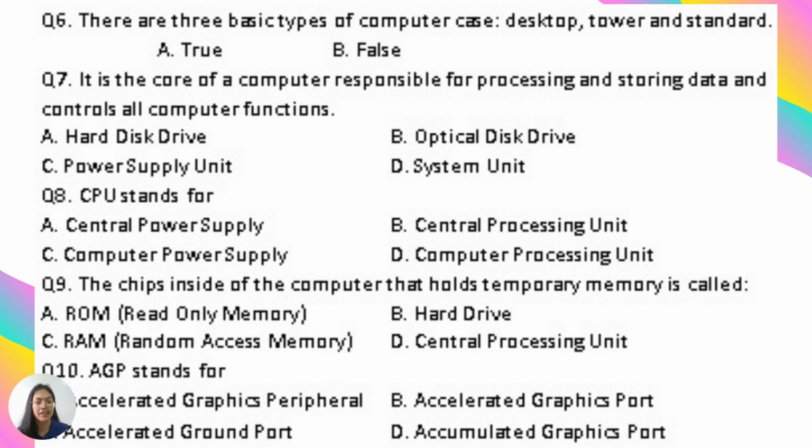Number 8, ang dali na lang yan. CPU stands for Central Processing Unit. Okay, letter B. Number 9, malapit na tayo matapos. The chips inside of the computer that hold temporary memory are called C, RAM, or Random Access Memory. Next, last number, AGP, which stands for, ulit-ulit ko itong sinasabi, letter B, Accelerated Graphics Port.